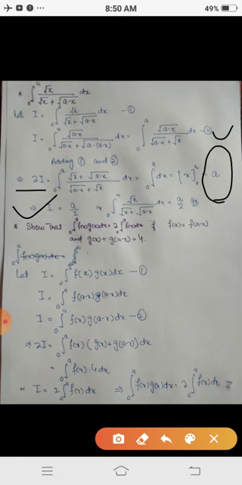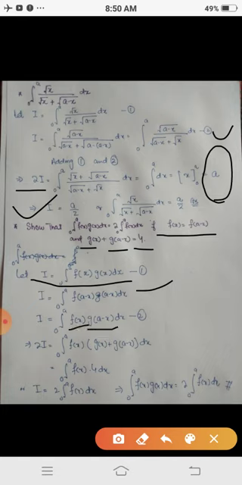Another question: show that integral 0 to a of f(x) g(x) dx is twice integral 0 to a of f(x) dx, if f(x) equals f(a minus x) and g(x) plus g(a minus x) is 4. Let I equal integral of f(x) g(x) dx, that is given. Using the property, it is f(a minus x) g(a minus x), because f(a minus x) is here f(x), and g(a minus x) is g(a minus x).